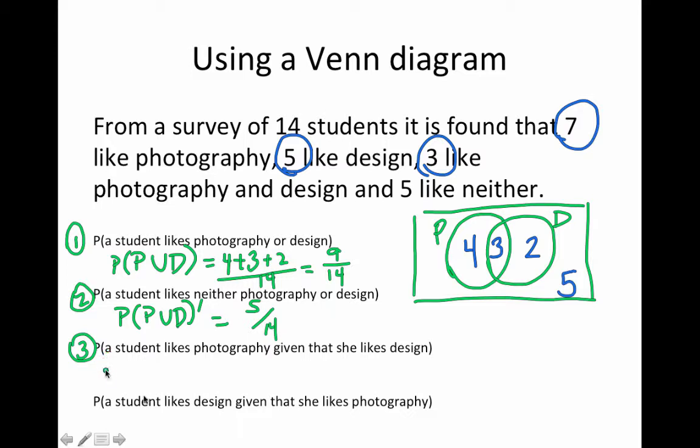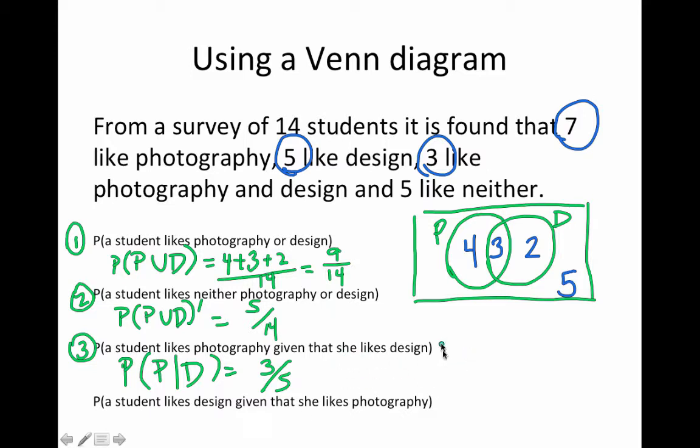Okay, so this one, the third problem, is the given probability. If I want to find the probability that a student likes photography, given that she likes design, what I do is I take the photography and design, and I divide it by the total number of students that like design. So to find the probability that a student likes photography given that they like design, I take the combined, divided by the total design, which is 5.